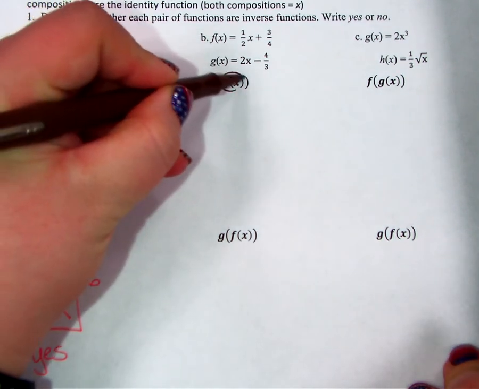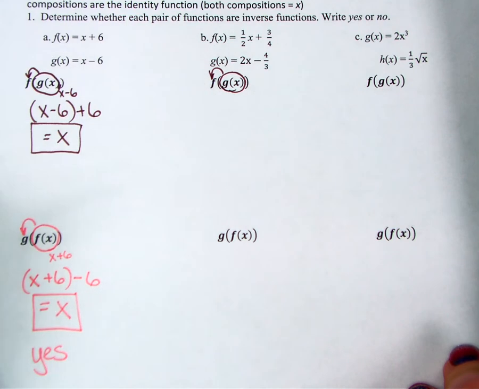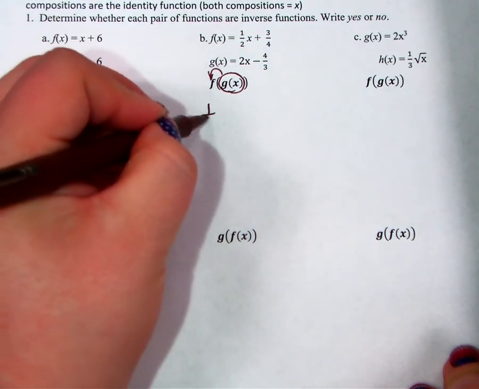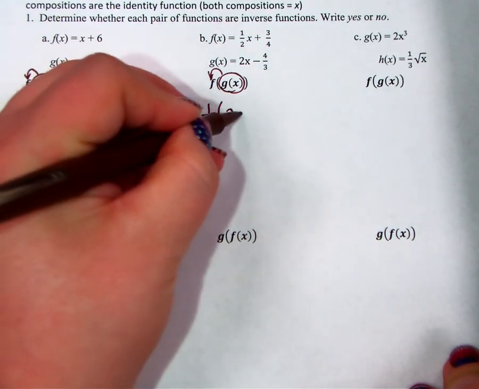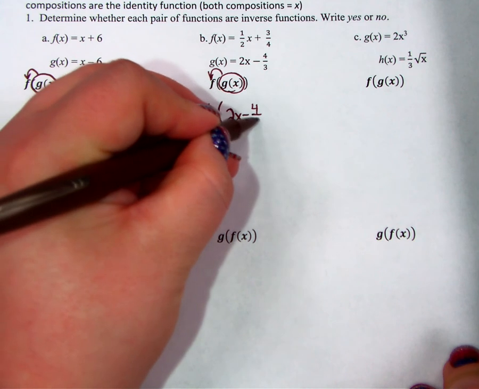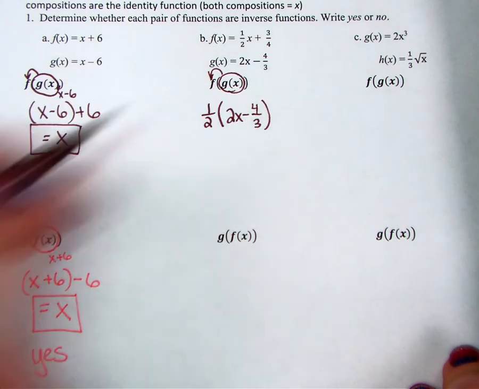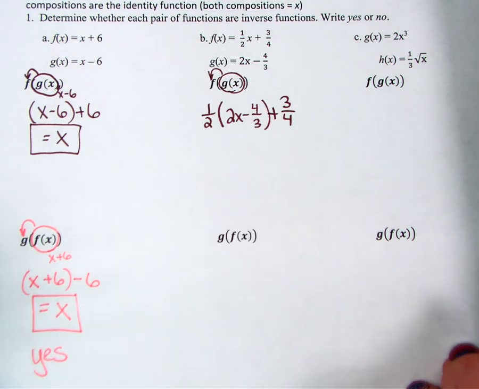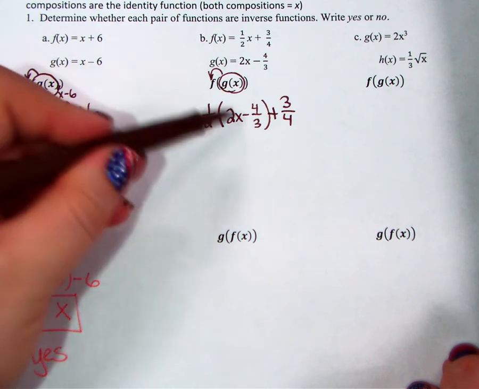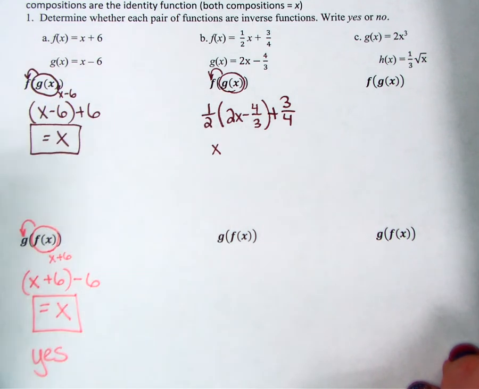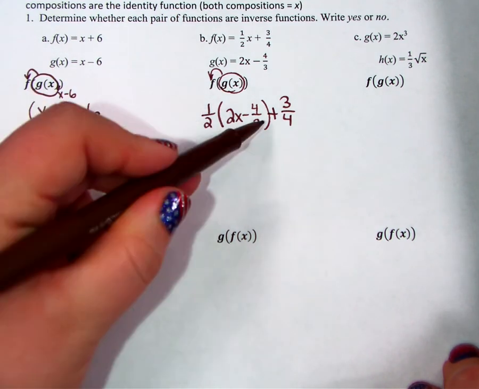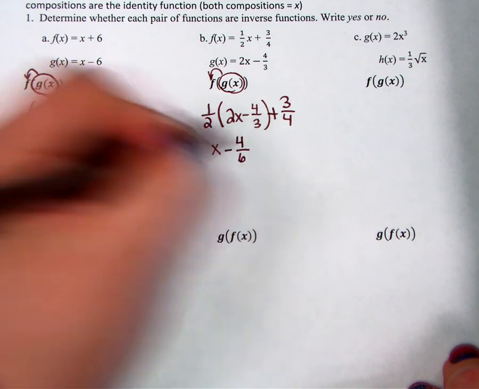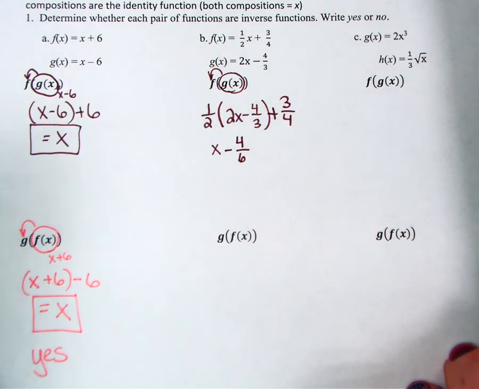We're going to take the g of x equation and we're going to plug it in to f. So we have 1/2 times (2x minus 4/3), that's the g of x equation, plus 3/4. 1/2 times 2x, that's x. 1/2 times negative 4/3, negative 4/6.